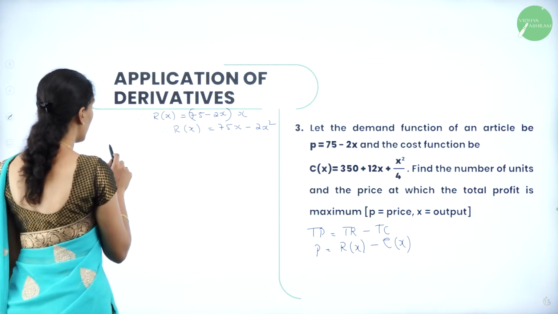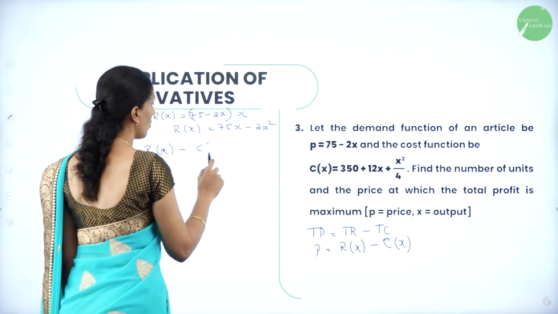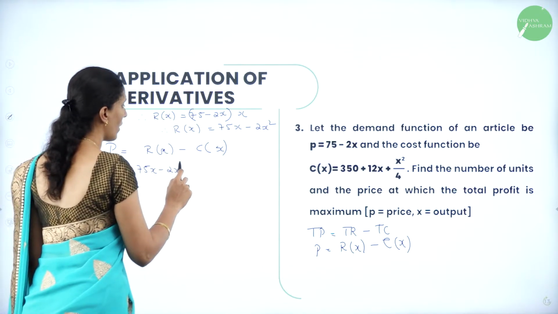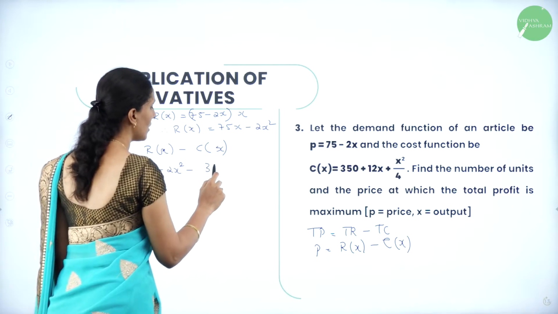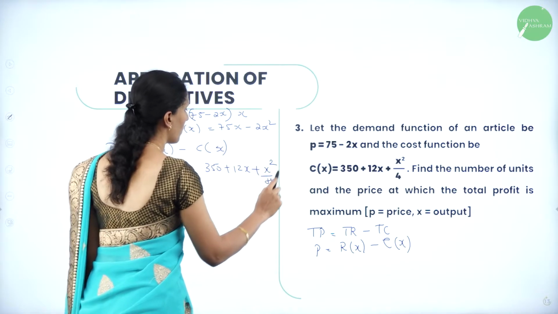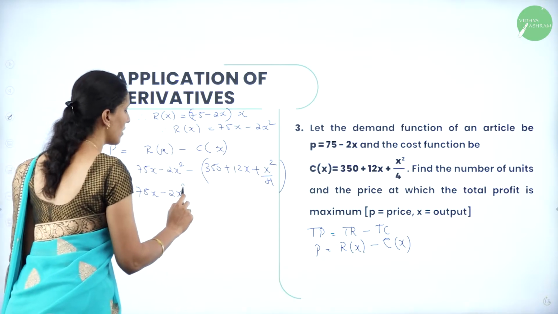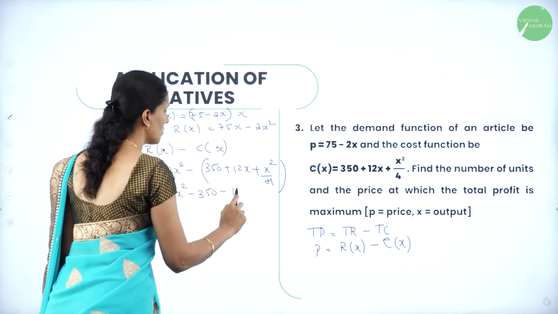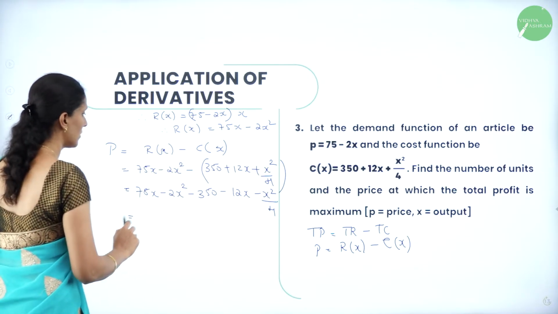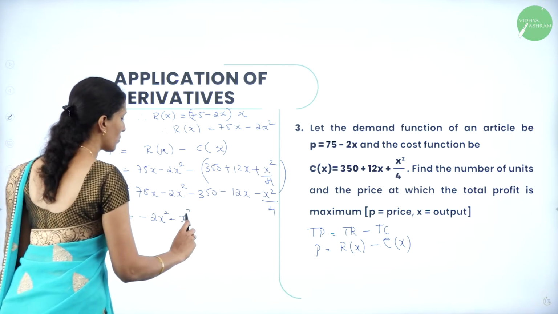So let's see now P. P is equal to R of x minus C of x. R of x is 75x minus 2x square, minus C, which is 350 plus 12x plus x square by 4. So this will become 75x minus 2x square minus 350 minus 12x minus x square by 4. I can write this as P of x is equal to minus 2x square minus x square by 4.